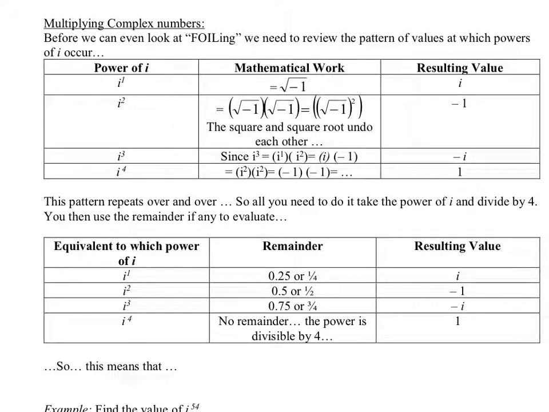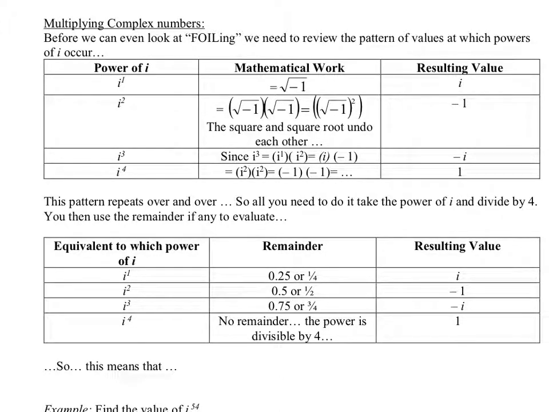So i to the third power is -i. The next one, i to the fourth power, this is where we would have two i squareds multiplied together. Well, we know that i squared is -1, so -1 times -1 is going to give us a +1.